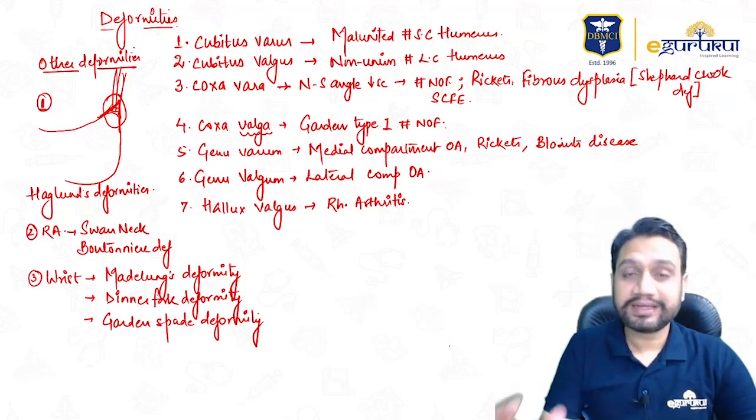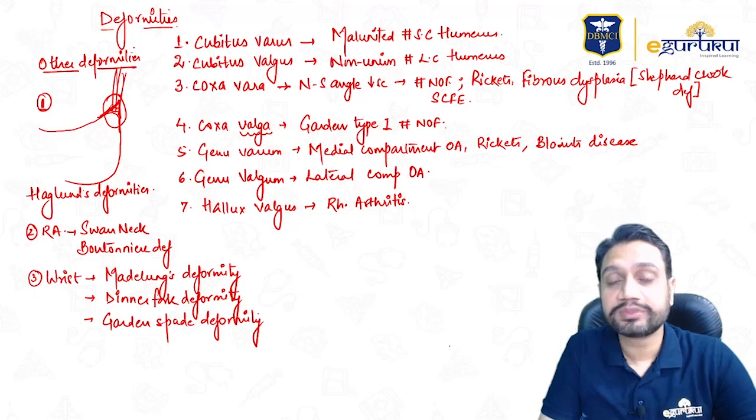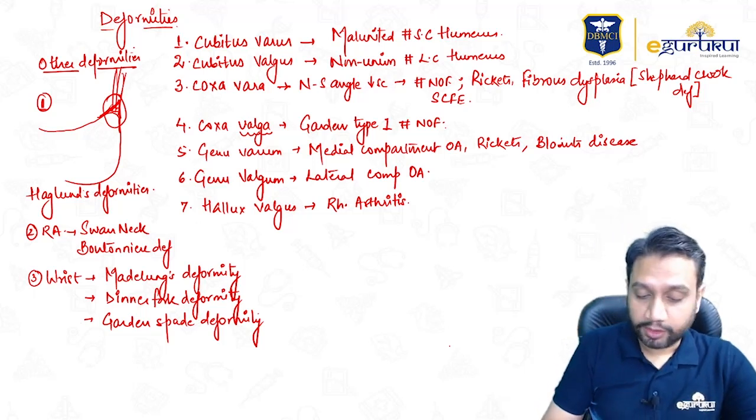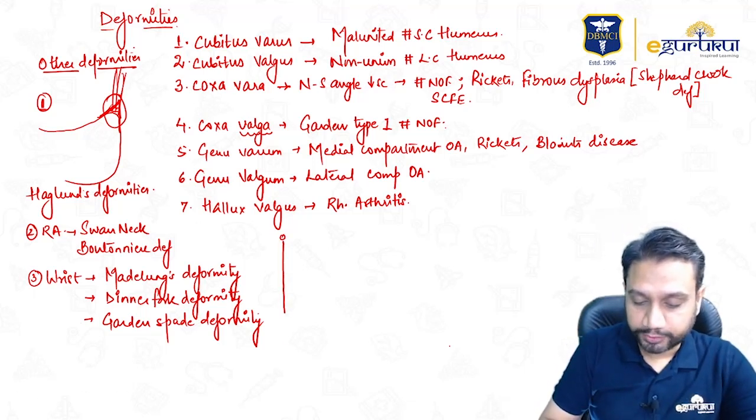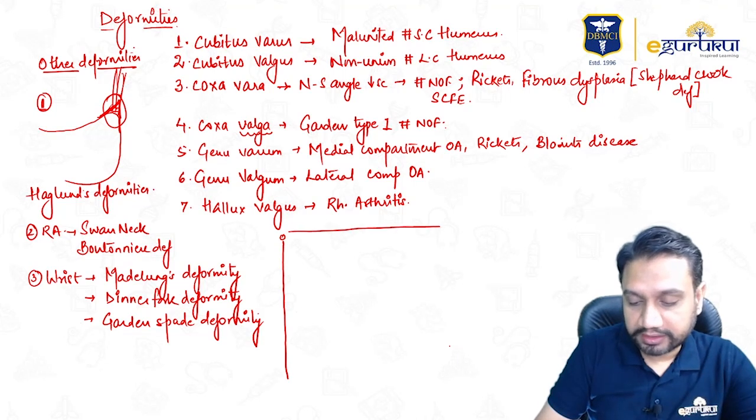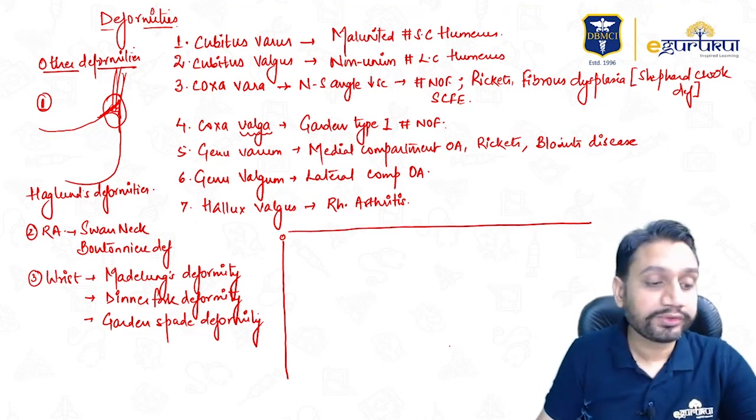So the joint conditions, the developmental conditions which are leading to the deformities. Then when I talk about other deformities as well, please do remember the other conditions, the last one, which are related to your nerves.